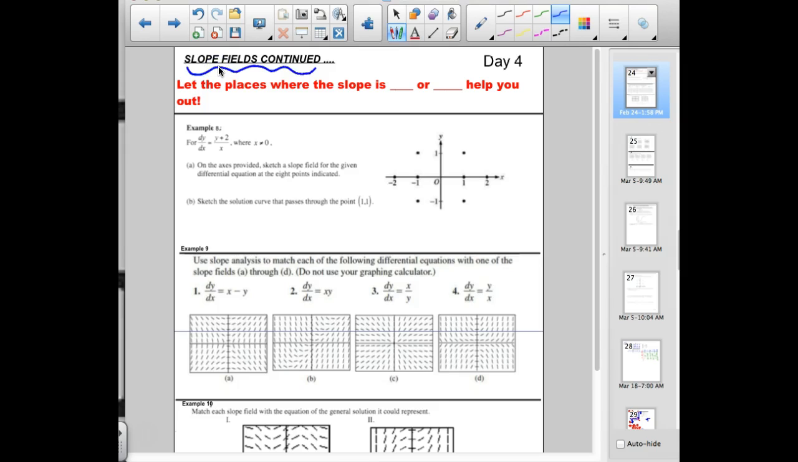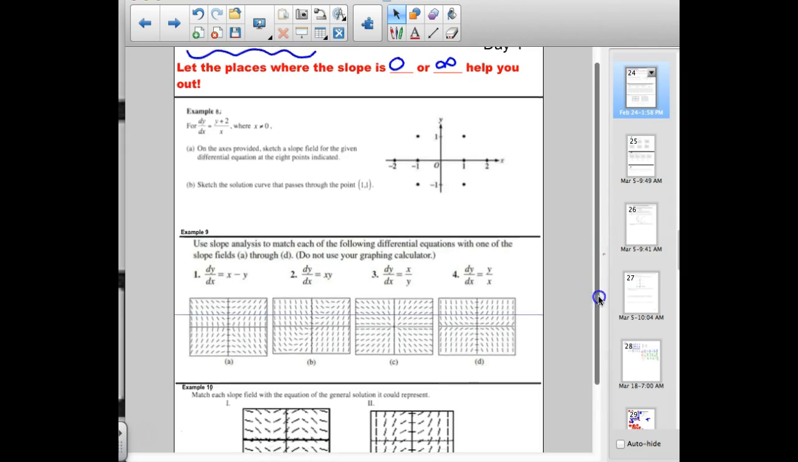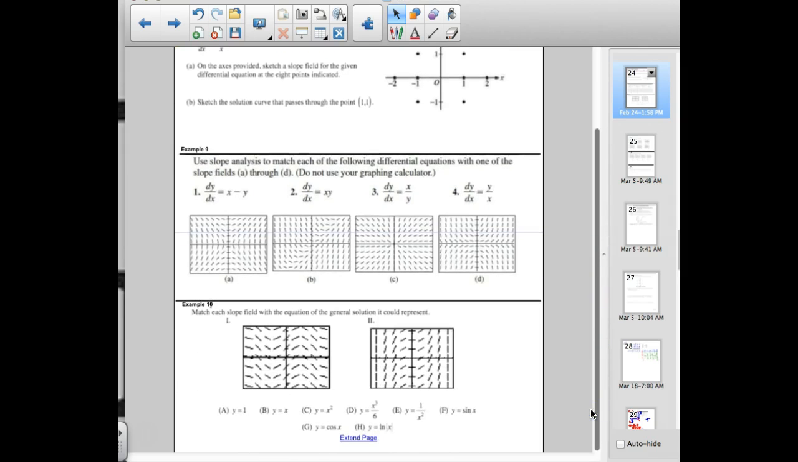So, a couple things to keep in mind. Let the places where the slope is 0 and undefined help you out. Usually, I would say 90% of the time, just that is enough to sort out the multiple choice. If it's not, I'll give you some other ways to tackle it, but usually you can just pick them apart by knowing where the derivative is 0 or undefined. So let's go take a look.